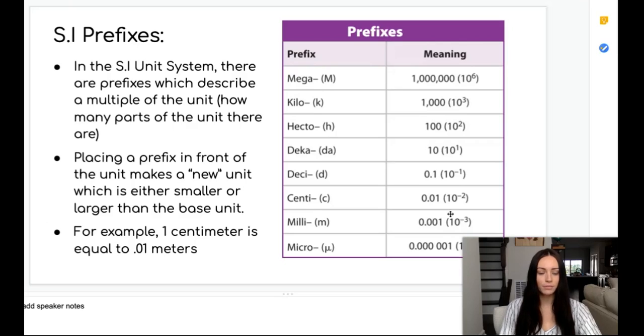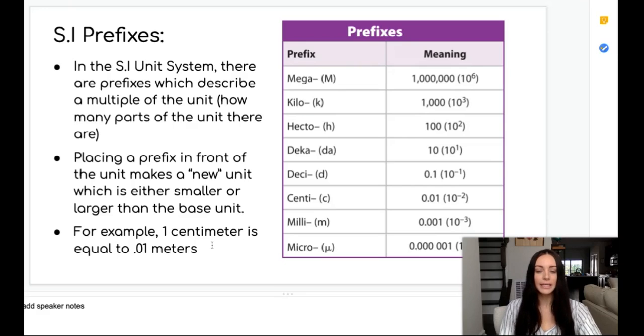You want to be familiar primarily with the centi prefix. Centi, represented by a lowercase c, represents 0.01 or 10 to the negative 2, which means 1/100th of the unit. So a centi means, again, that it is 1/100th of that base unit. You also should be familiar with the kilo prefix. Kilo represents 1,000 or 10 to the third power of the base unit, meaning that there are 1,000 of that base unit.